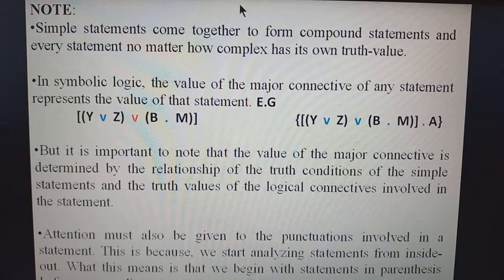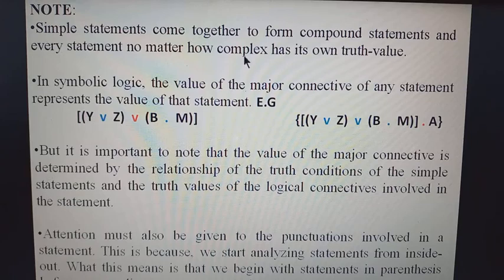Let's take note of this. Here, we'll be dealing with statements. We want to know the truth value of statements. But you must understand that simple statements come together to form compound statements. And even a simple statement can be joined with a compound statement to form complex ones. Or compound statements can come together to form more complex statements. But all the same, no matter how complex it is, a statement is a statement. And that statement, no matter how complex, will have its own truth value.